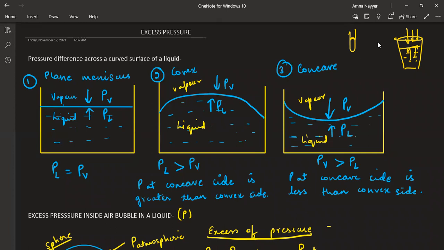In convex, what will happen? Liquid will be exerting more pressure. So if liquid exerts more pressure from this side, what will happen? It will make this rise up in the form of convex. So we'll call it convex meniscus. And if the pressure exerted by vapor is more, meaning atmosphere is exerting more pressure, it is concave. That is what the different types of menisci are.